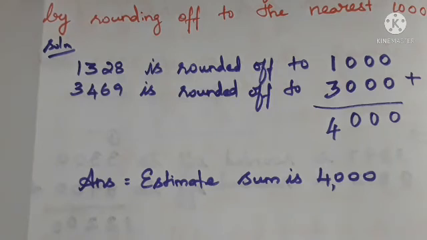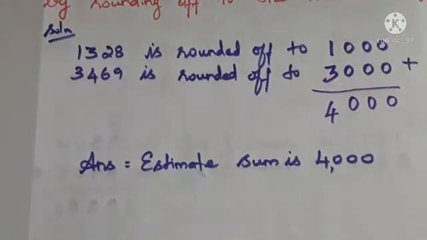Suppose in the 100 place you have 5 or more than 5, then we have to add 1 to the 1000 place and make the 100s, tens and ones places 0. And if they ask to find the sum, we have to add. If they ask to find the difference, we have to subtract. Okay, ma? Look at the next problem.